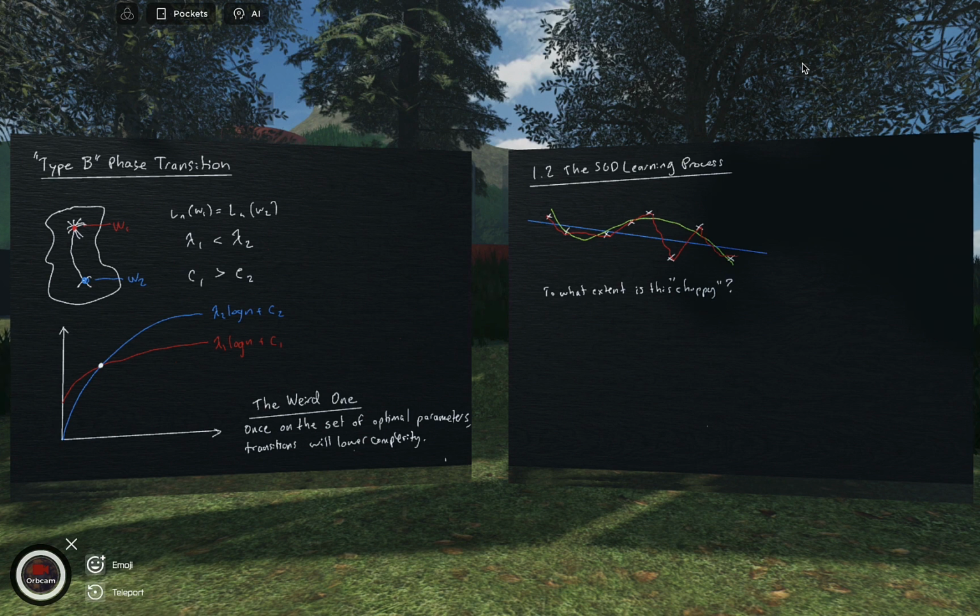Is this a process that's continuous, slowly becoming more and more complex, or are we making jumps like we expect from the Bayesian picture? There's at least some evidence to think that it could be choppy. So consider a very simple example: linear regression.